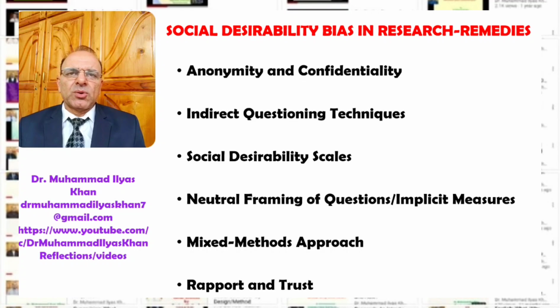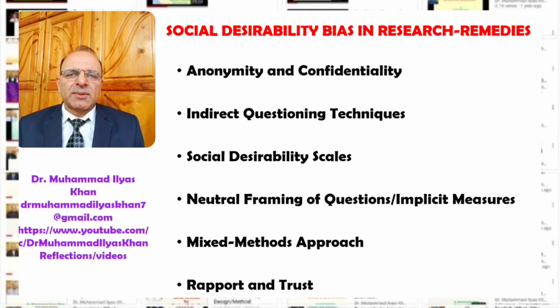Mixed method approach or triangulation, where you are collecting data in more than one way, for example through questionnaires and through interviews, or maybe you combine interviews with observations. That can also reduce the possibility of social desirability bias, because you are confirming the information from more than one source, and so you are not dependent on one source, for example only on interviews or on questionnaires. That will deal with social desirability bias.